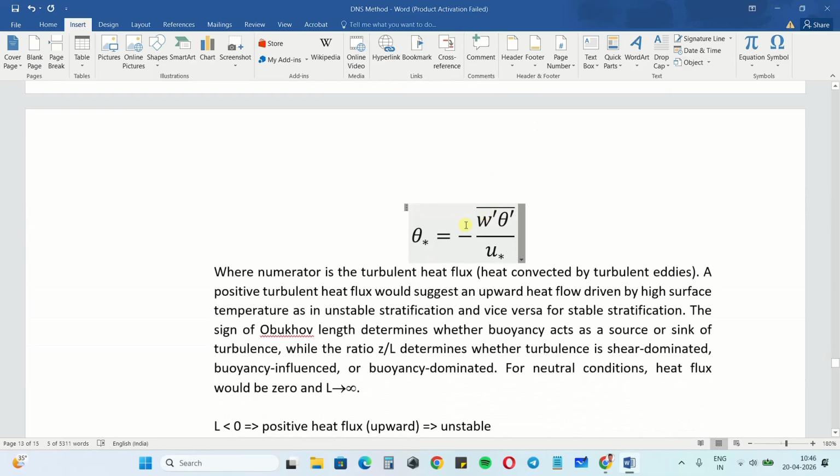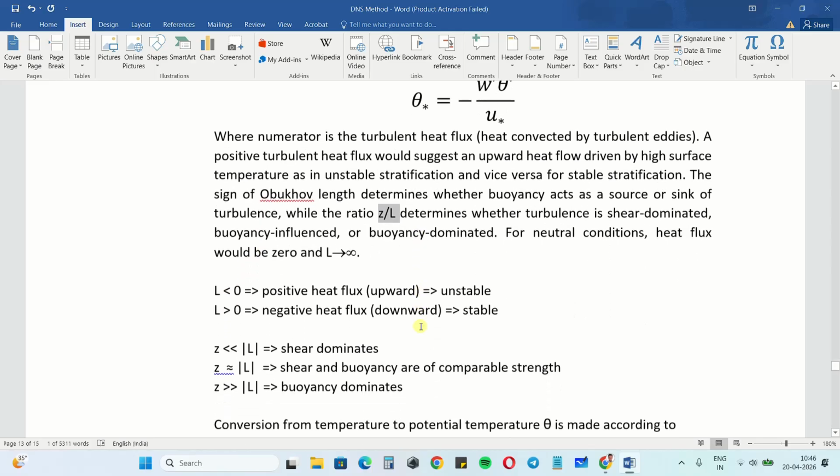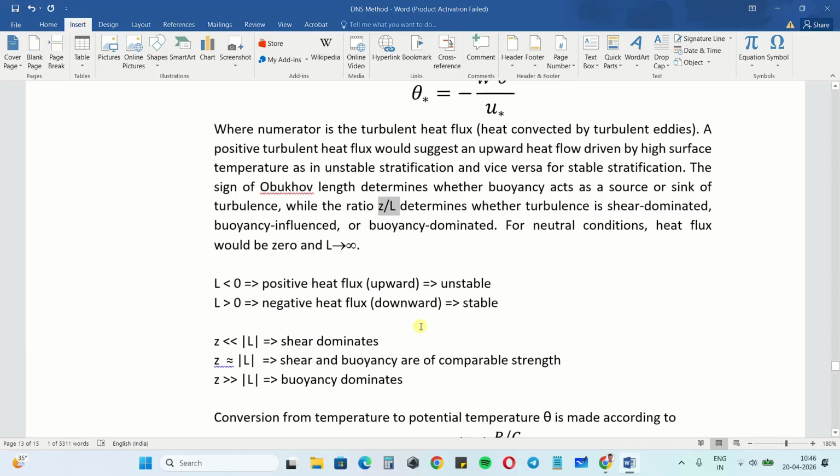Okay, so using this Obukhov length, we get a stability parameter, a non-dimensional number, which is z over L, where z is the height from the surface. Okay, and by the nature of the Obukhov length, we can characterize between stable and unstable conditions, and also whether the shear dominates or buoyancy effects are comparable to the shear driven effects.